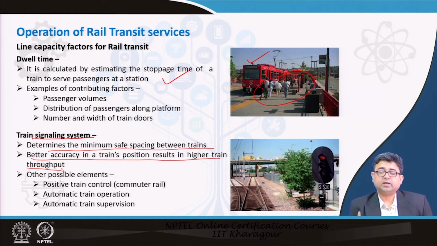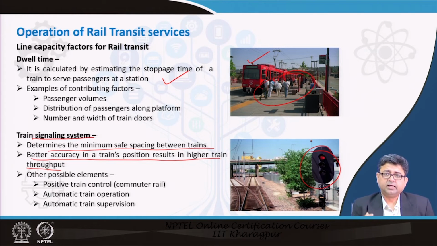Now, train signaling systems are very important, not only from the capacity point of view, but also from the safety point of view. When these signaling systems try to improve capacity, they will always keep in mind that the signals must not interfere with the safety of the system. So, capacity will always be secondary and safety will always be primary when it comes to train signaling systems.